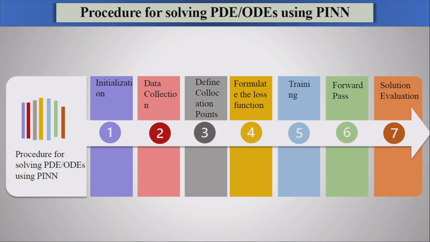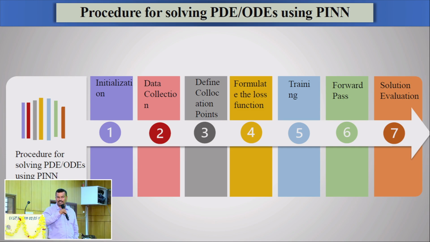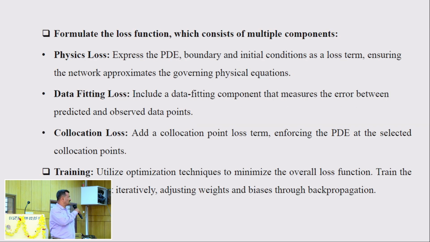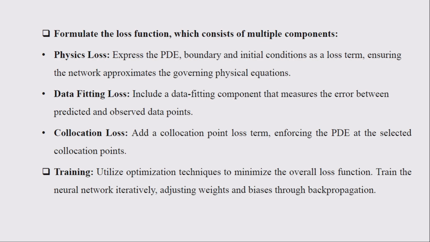So these are the steps I have explained. Now a few things I will explain. See, physics laws, data fitting laws, collocation laws. These are the three major points which influence the quality of our output. If you concentrate on these three, physics laws express the PDE, boundary and initial condition as a loss term. If you concentrate on these three terms properly, then we will get even a 10 to the power minus 6 accurate solution. Yes. Next.